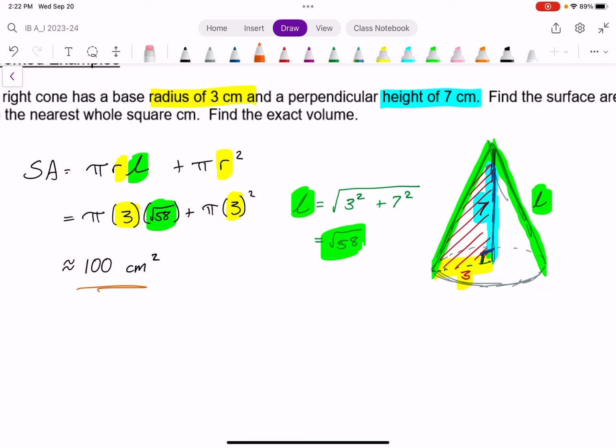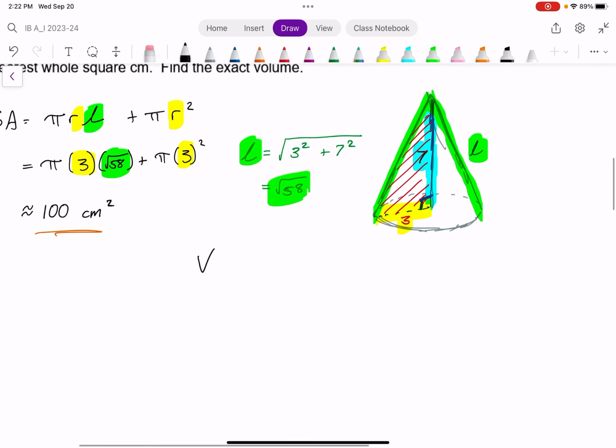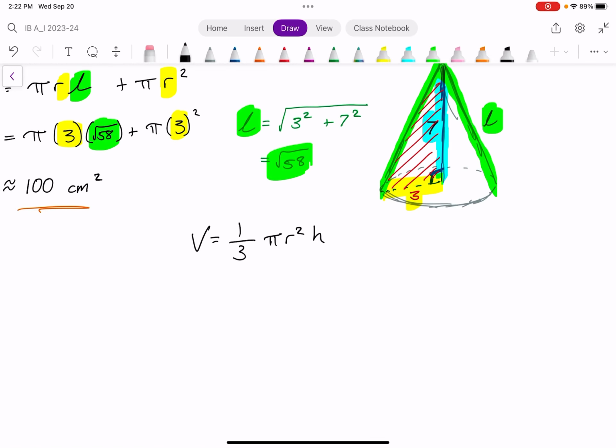All right, so now the volume. I'll do this right here. Volume of a cone is 1/3 times the area of the base, so pi r squared, times the height. So in this case, I don't even need the length of L. And quite often we find volume is a little faster than surface area, so I have 1/3 times pi times the radius, which is 3, squared, times the height, which is 7.